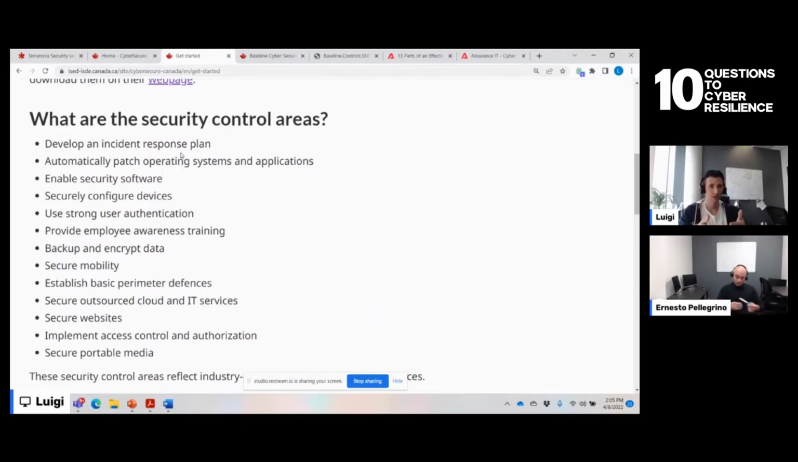Do you see it, Ernie? Because I do. Yeah. And number one, develop an incident response plan. And when we see organizations that don't have an incident response plan, whether it be for a cyber attack, human attack, or disaster, right?